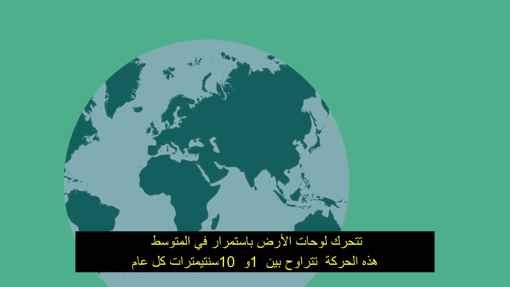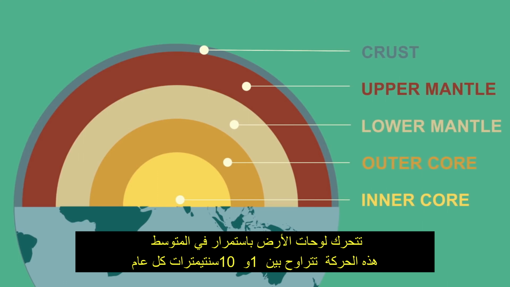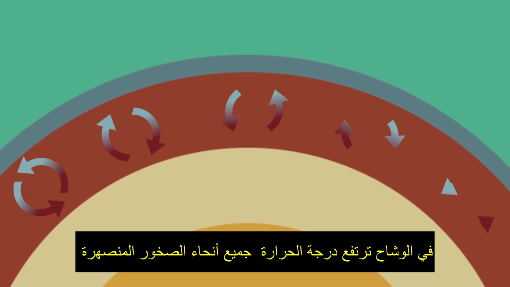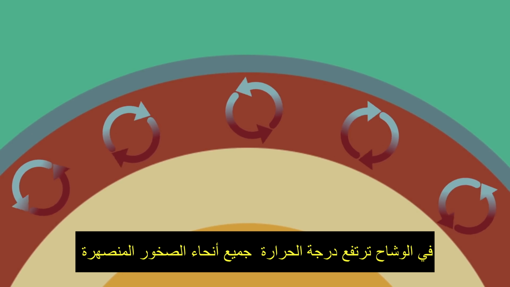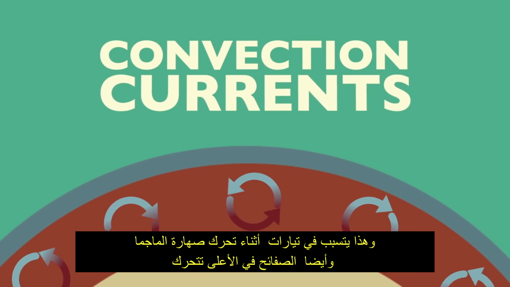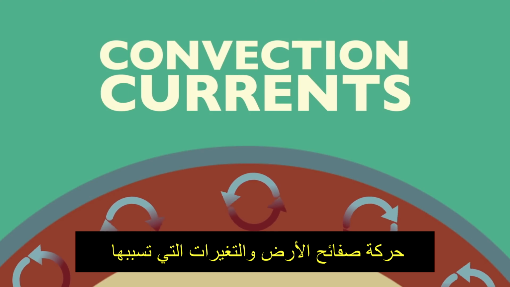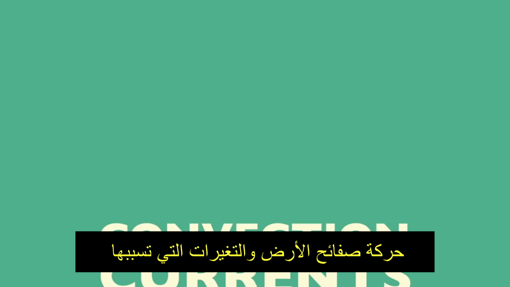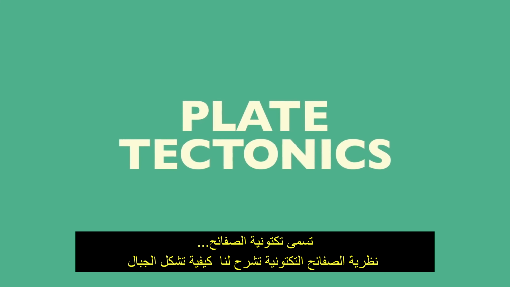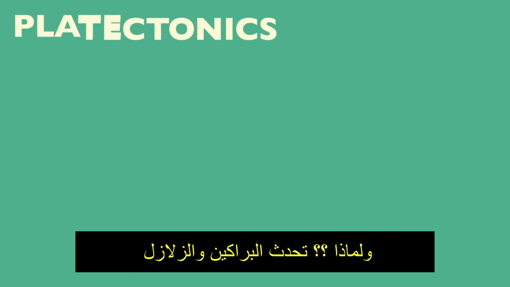The Earth's plates are constantly moving. On average, this movement is between 1 and 10 centimeters each year. Within the mantle, heat rises and falls throughout the molten rocks. This causes convection currents. As the magma moves, so do the plates above. The movement of the Earth's plates and the changes this causes is called plate tectonics. The theory of plate tectonics explains how mountains are formed and why volcanoes and earthquakes occur.